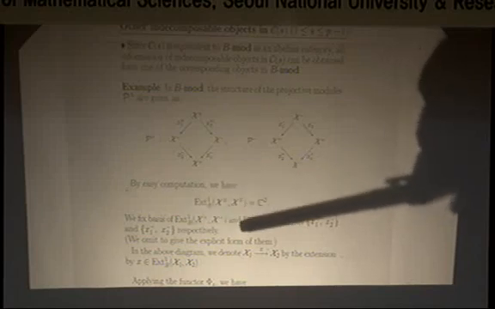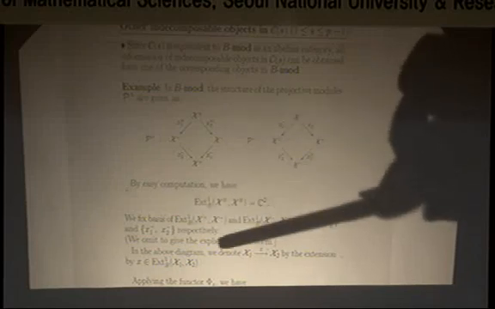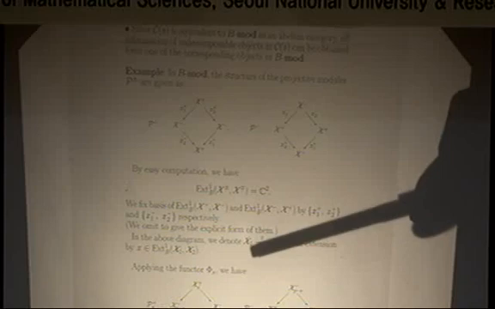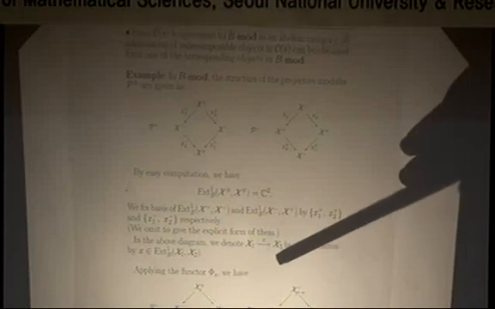In the above diagram, we denote, for example, x1 to x2 by the extension of the element x1 from x1 to x2. The meaning of this diagram is in this way. Applying the functor phi S, we have the following diagram.